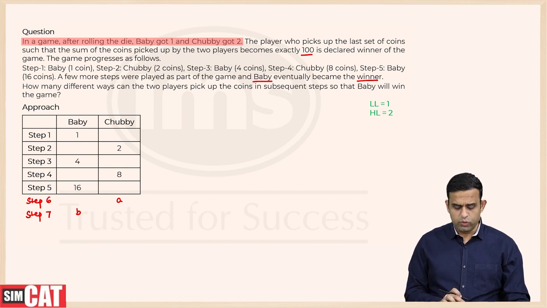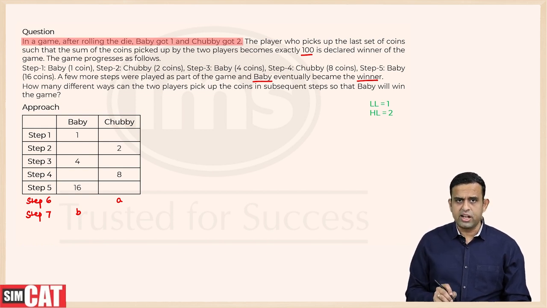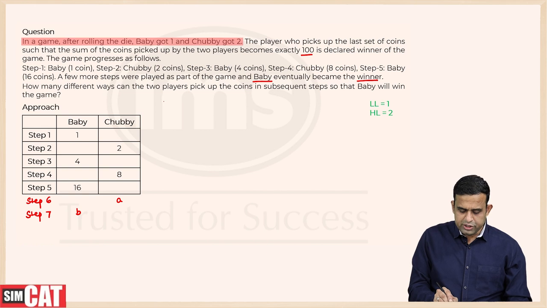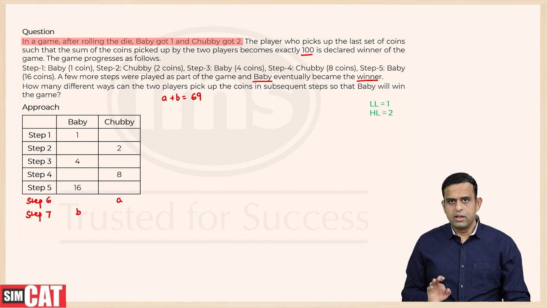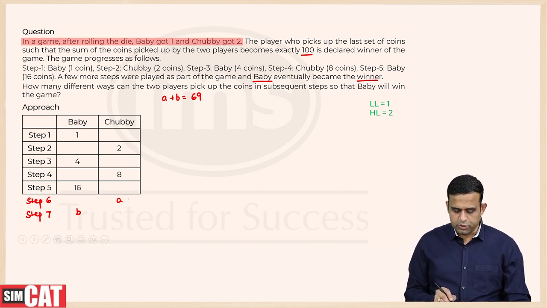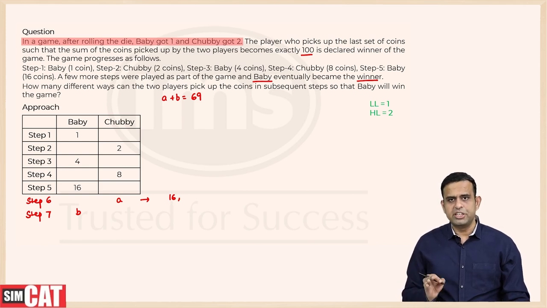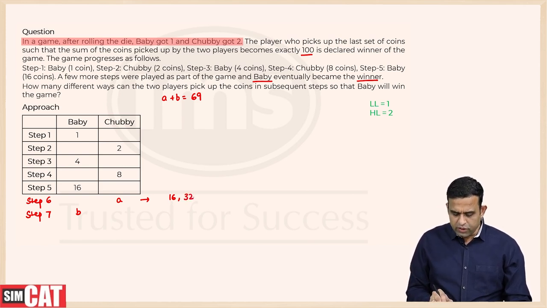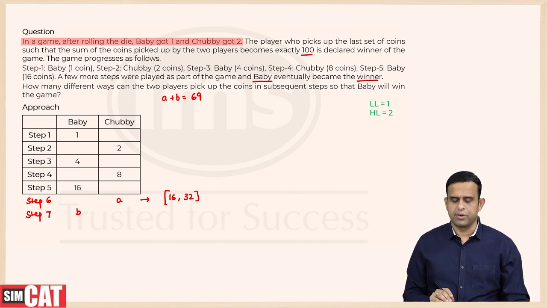Understand, the total of 1, 2, 4, 8, 16 right now is nothing but 31, which means the value of A plus B should be equal to the remaining 69. Now, what do you think are the values of A which are possible? So understand, the value of A will be nothing but 16 into LL, which is 1, so 16. And 16 into HL happens to be 16 times 2, which is 32. So the value of A can range from 16 to 32 over here.